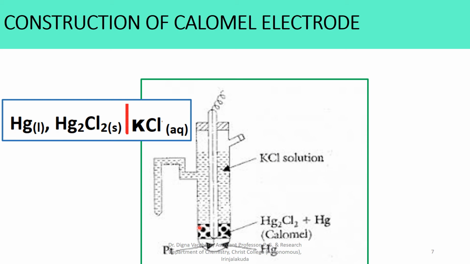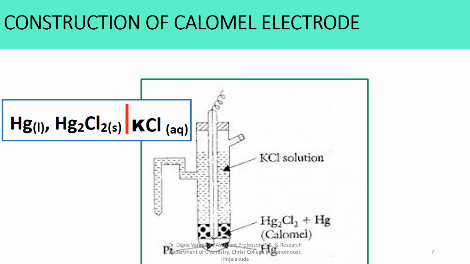And here at the bottom of the glass tube, there is pure mercury, which is in contact with a paste of Calomel and pure mercury. And inside the glass tube, a thin glass tube is placed, to which the platinum wire is sealed, which is in contact with mercury, and at the bottom serves to make the electrical contact with the external circuit.